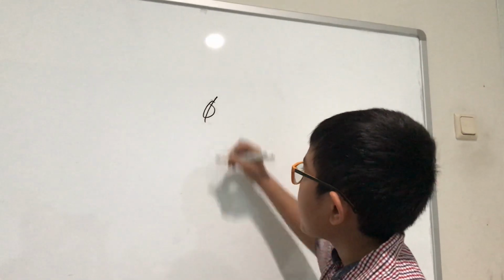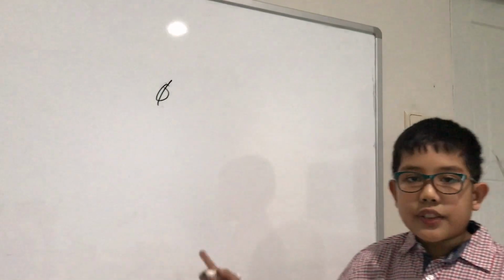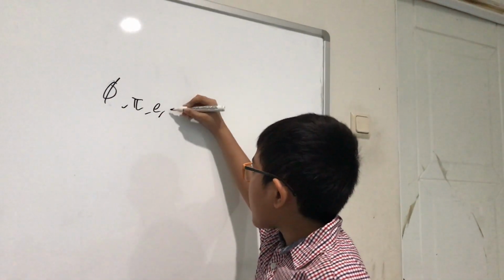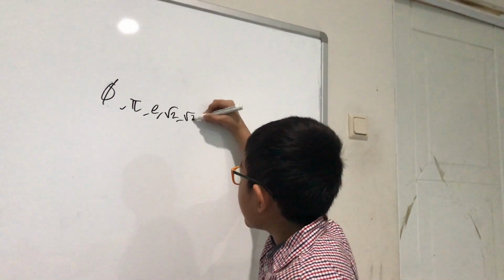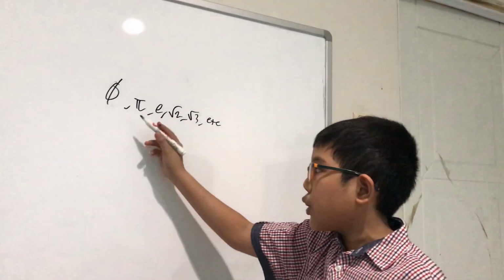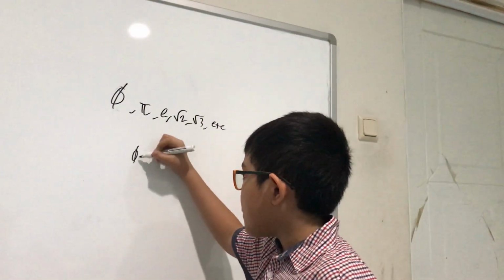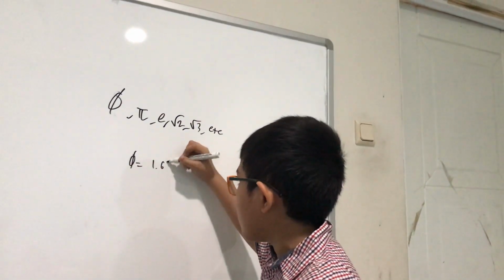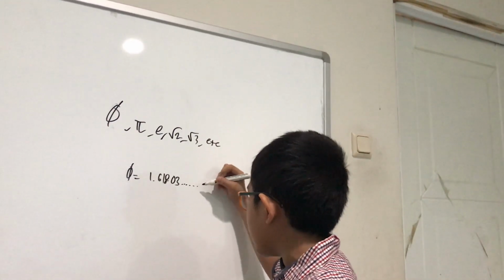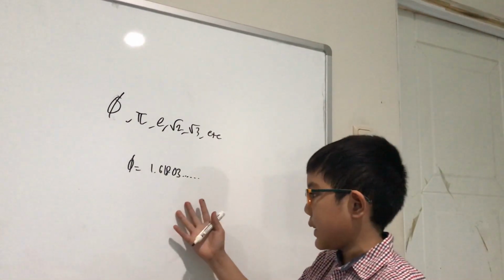So today I'm going to explain about the number phi. Phi is like the other irrational numbers such as pi, e, square root of 2, square root of 3, etc. However, phi is also unique in its very own ways. Phi is approximately 1.61803 and it keeps on continuing until it reaches infinity without ever repeating.